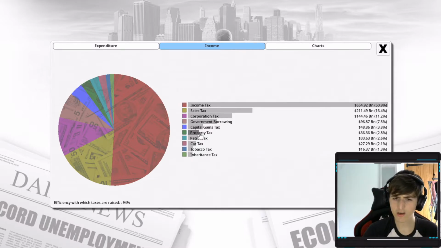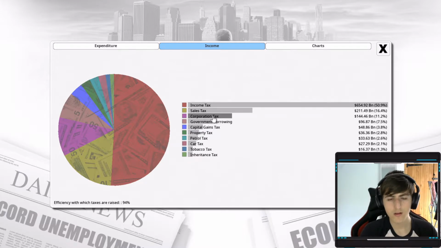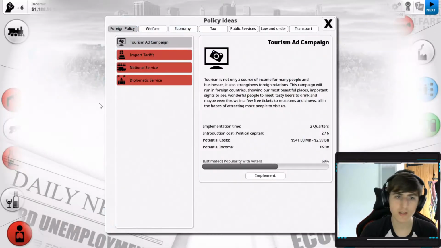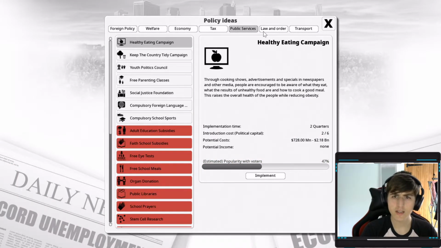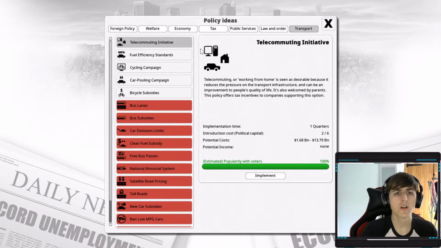So we can also have a look at income. We could say government borrowing is because of our deficit. Corporation tax, sales tax, but obviously income tax is the huge policies. So this little light bulb is our new policies tab, where we can look at foreign policy, welfare, economy, tax, public services, law and order, and transport.